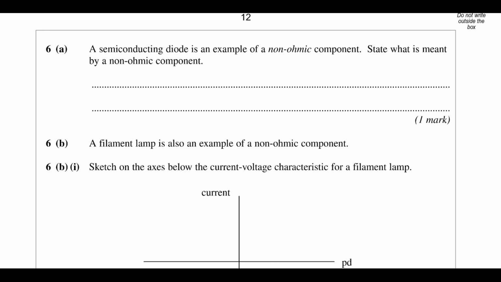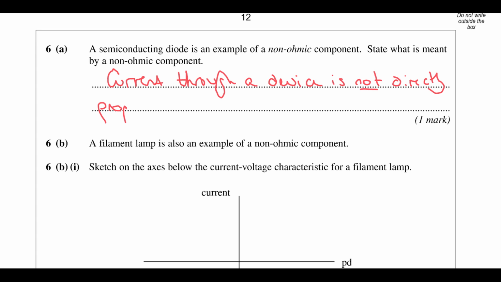Okay, so a semiconducting diode is an example of a non-ohmic component. What is meant by a non-ohmic component? So essentially the current through a device is not directly proportional to the potential difference across it.